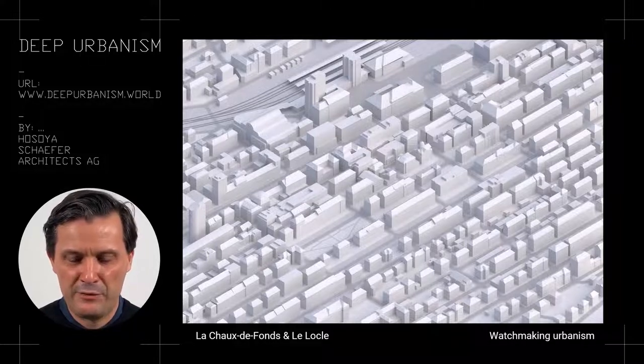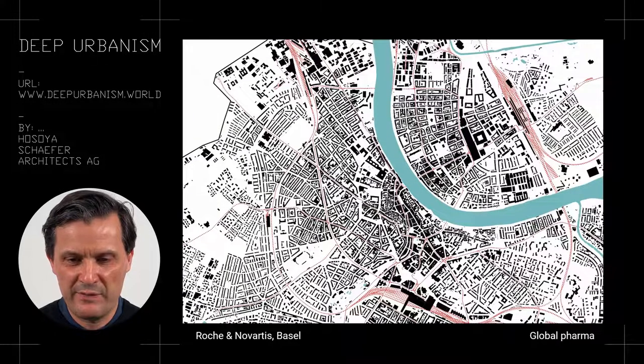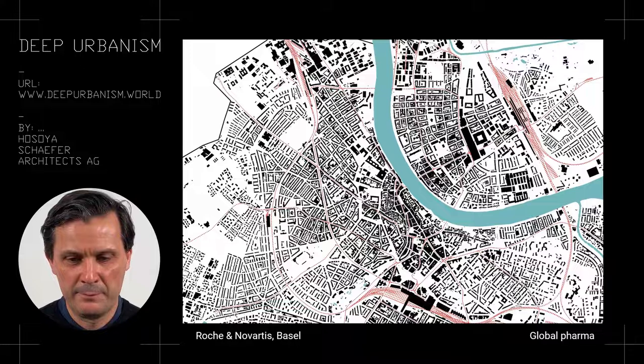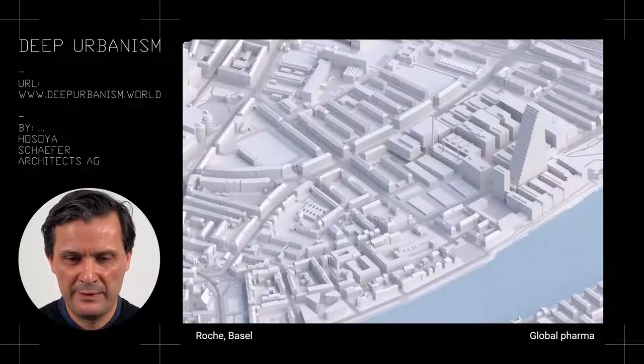But you then also have, over a series of steps, the development of global giants like global pharma, Roche and Novartis, for example, in Basel, both of these extremely powerful global companies being located in this tiny town on the border between Switzerland and Germany. So here this tower by Herzog & de Meuron on the right.